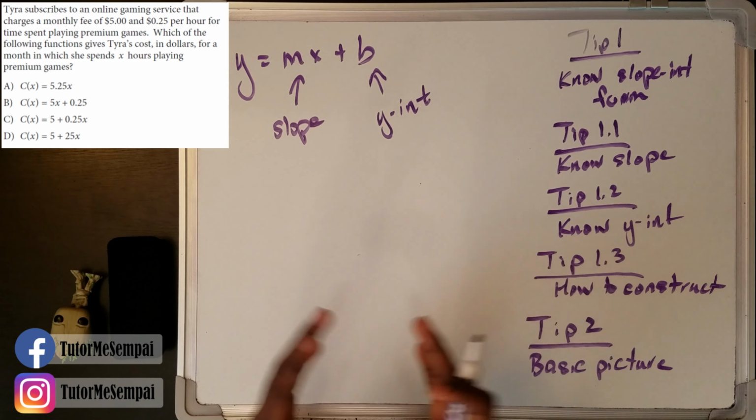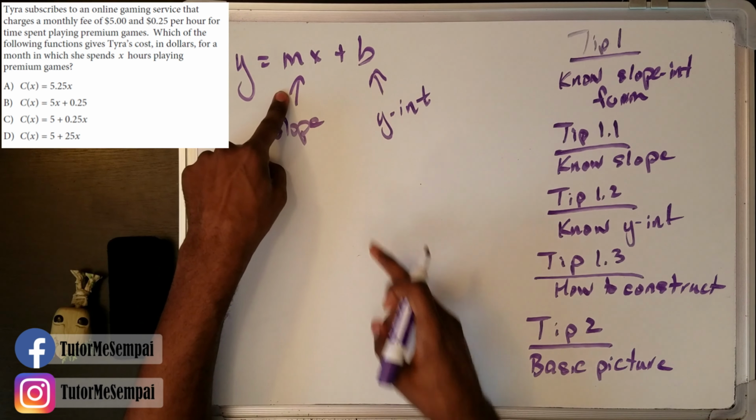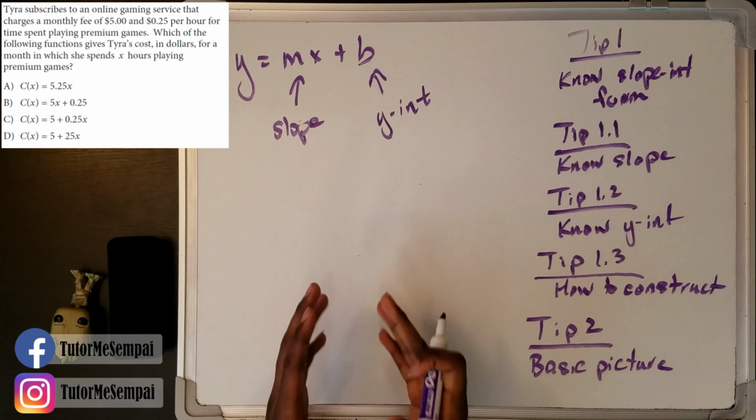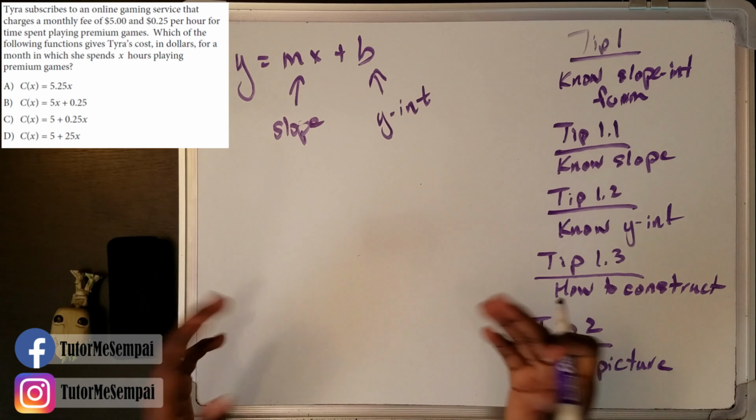And tip 1.2, know your y-intercept. Well, what does a y-intercept mean? Well, that's just going to be your starting point. So pretty much whenever x is 0 and this whole part knocks out, what is your function or equation looking like?